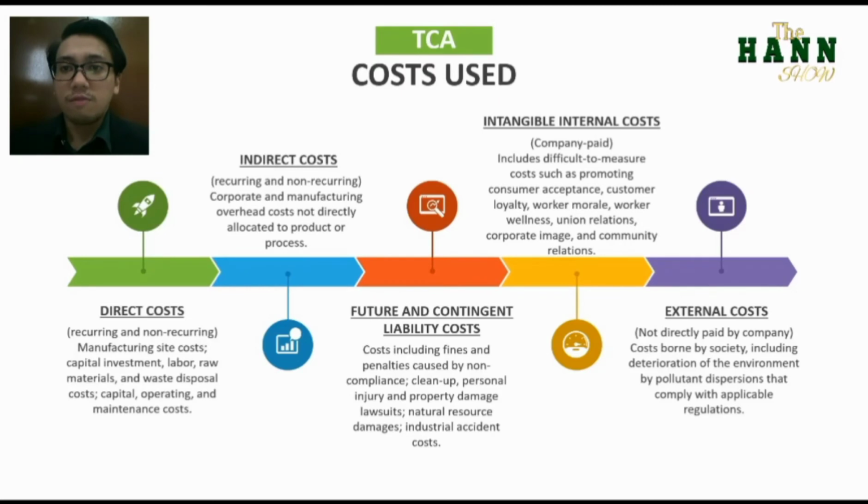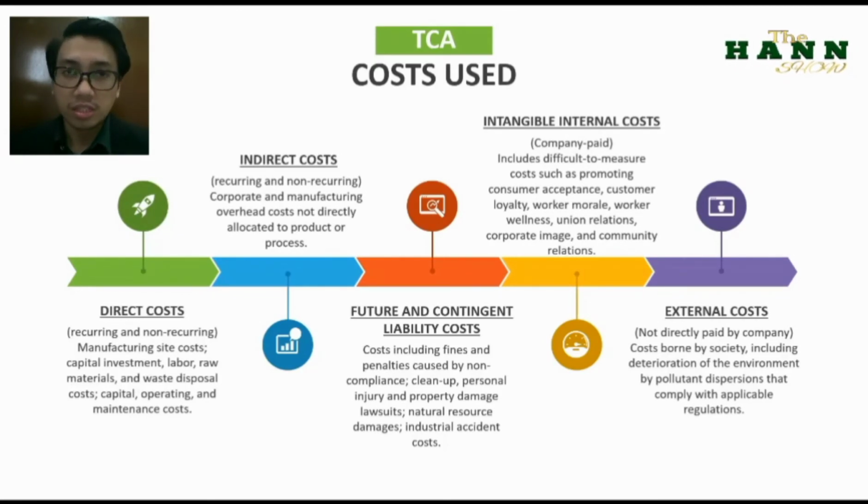The third one is future and contingent liability costs. It is a cost that includes fines and penalties caused by non-compliance, cleanup, personal injury and property damage lawsuits, natural resources damages, and industrial accident costs. The fourth one is intangible internal costs, which is company paid. It includes difficult to measure costs such as promoting consumer acceptance, customer loyalty, worker morale, worker wellness, union relations, and corporate image.